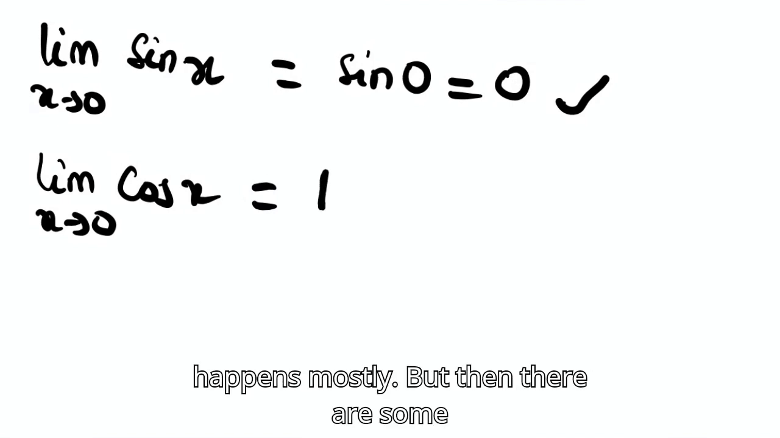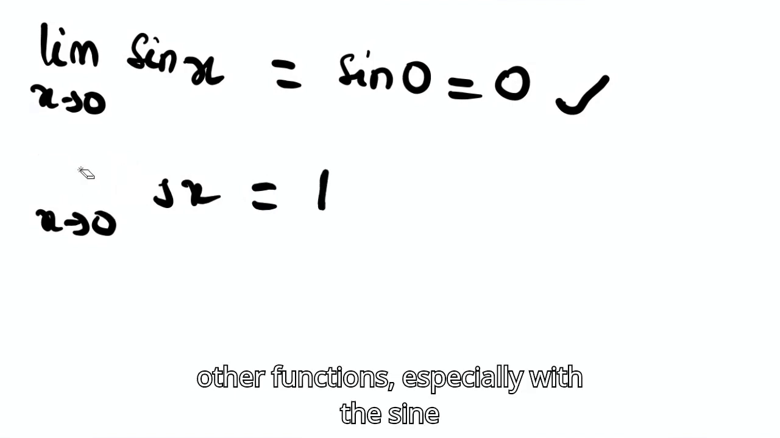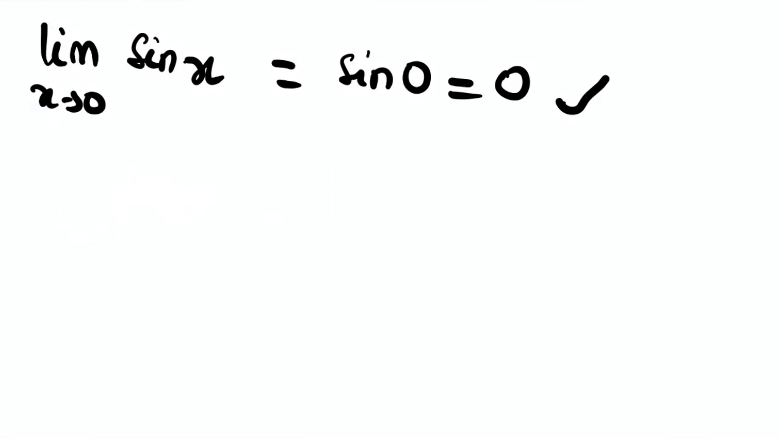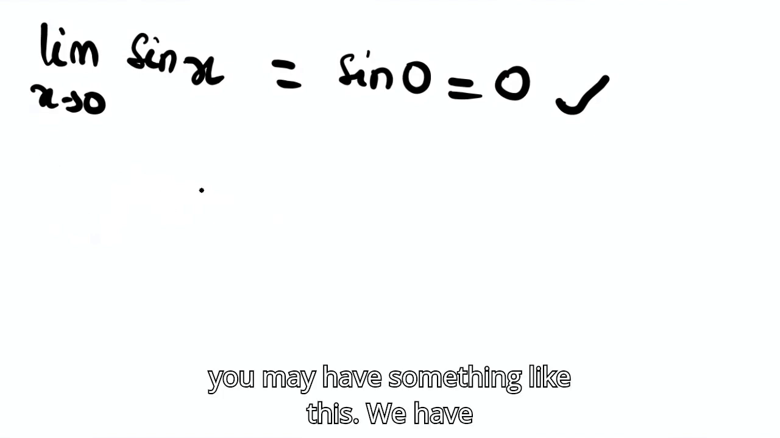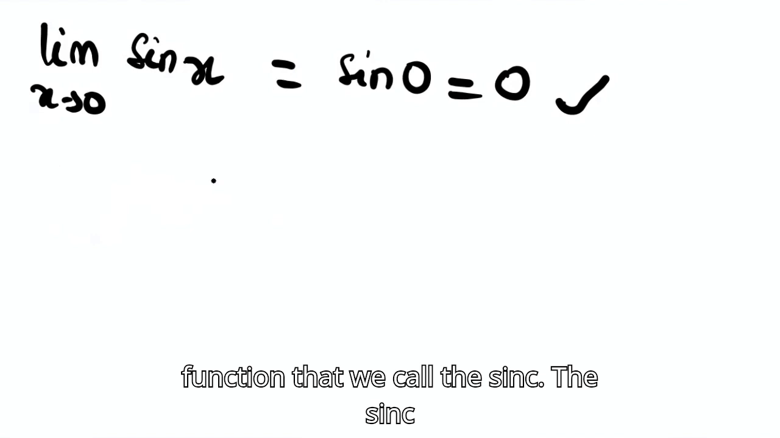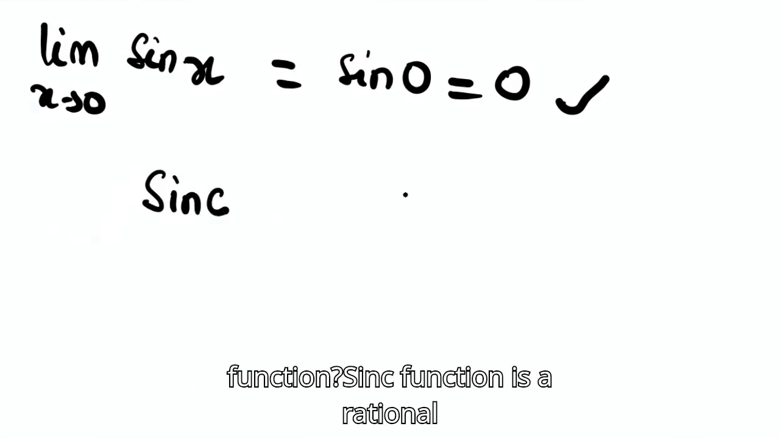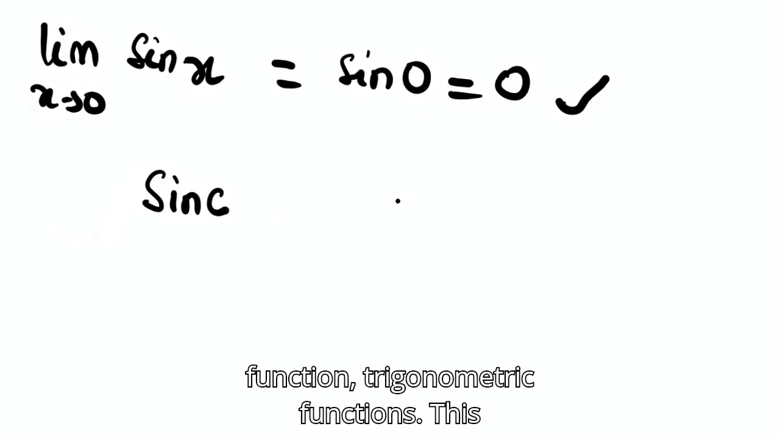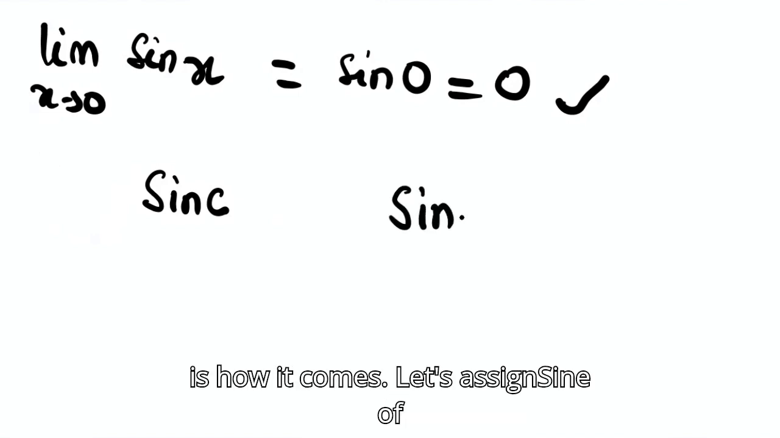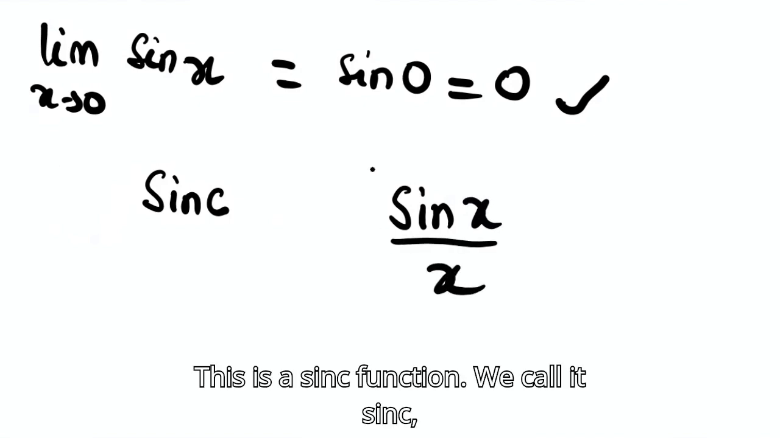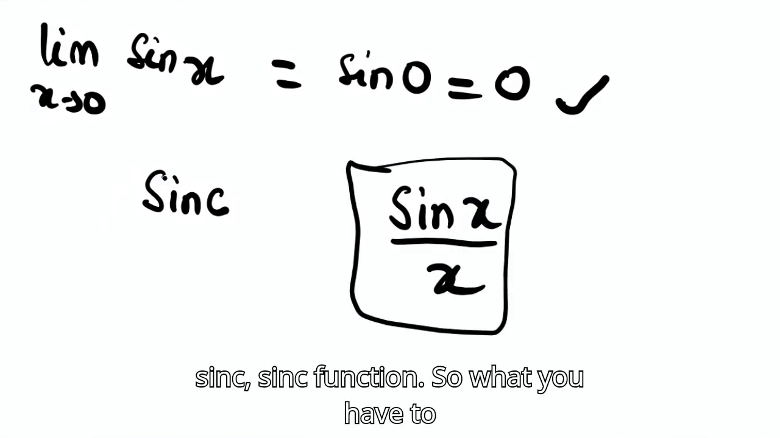That's what happens mostly. But there are some functions, especially with the sine function, that you may have something like this. We have a special type of sine function that we call the sinc function. What do we mean by the sinc function? The sinc function is a rational trigonometric function. This is how it comes. Let's say sine of x over x. This is a sinc function.